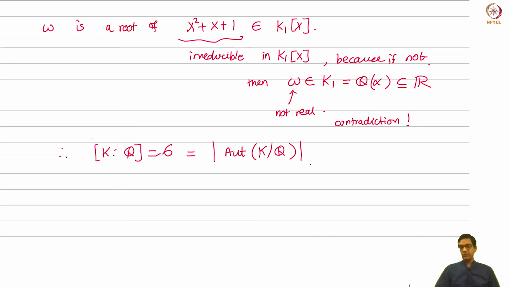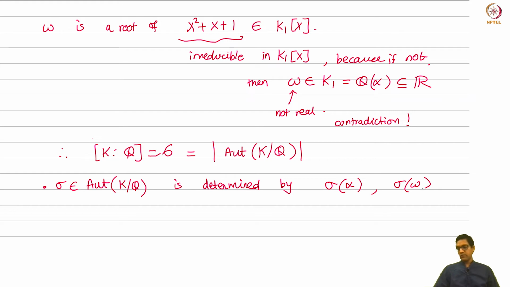Let's try and figure out, just like we did earlier, what those 6 must look like. And as before, we will try to analyze. So observe, as before, that if I give you a sigma in the Galois group, it is determined uniquely by its action on the two generators. In this case, the two generators were cube root of 5, which is alpha, and the cube root of 1, the complex cube root of unity, which is omega.